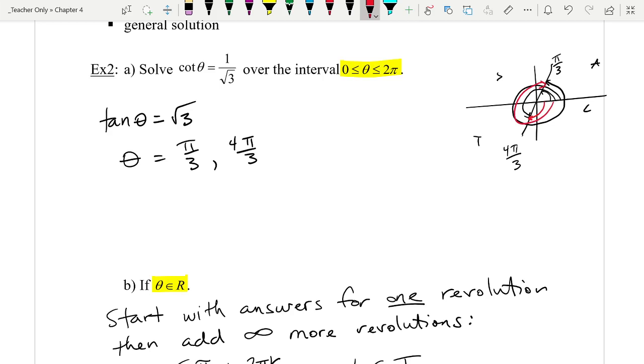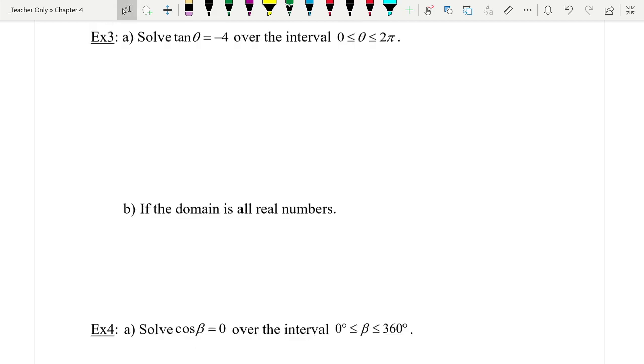Okay, let's do another one. Solve over 0 to 2π, and then for all real numbers. Okay, this one I'd need a calculator for, right? So my reference angle here would be the inverse tangent of 4. I'm in radians this time, so is my calculator in radians? Yes. So the inverse tangent of 4 is 1.3258 if I round to 4 places.